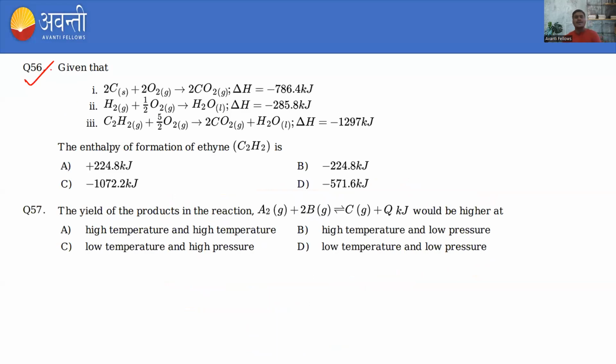That is 56. Again, this question is from Hess's law. So let's see the solution for this. You have to identify the enthalpy of formation of C2H2. So what is the enthalpy of formation of C2H2?